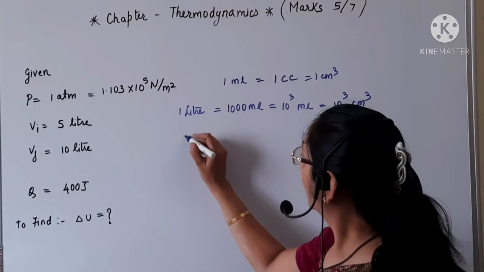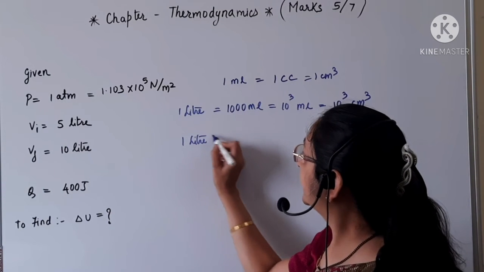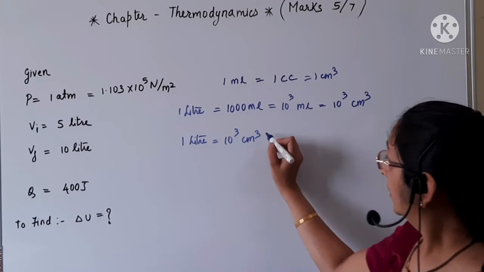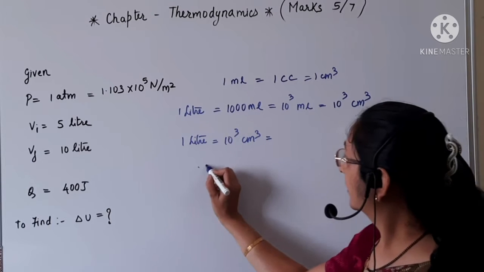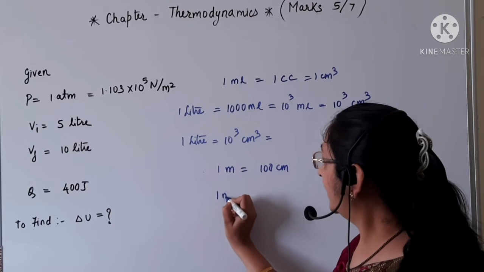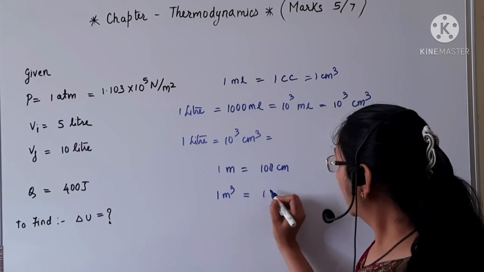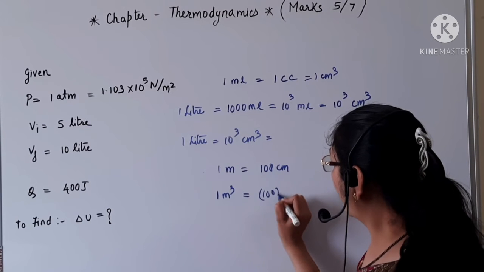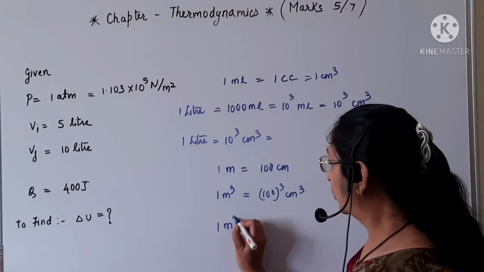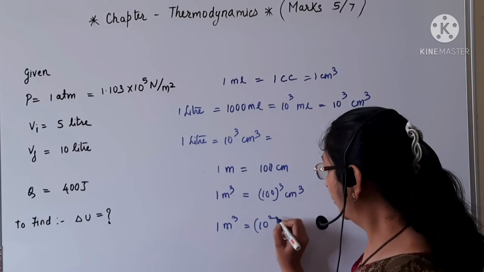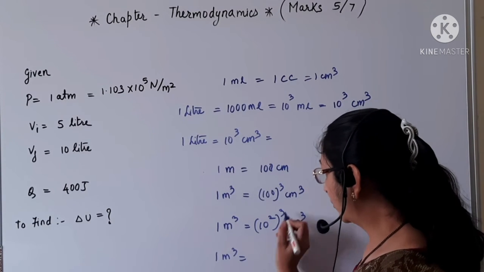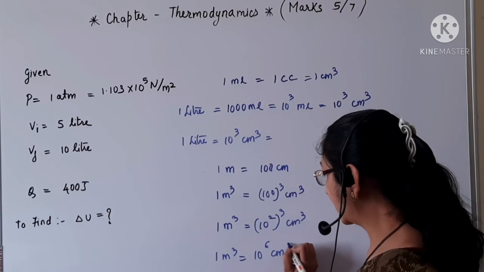So 1 liter is 10 to the power 3 centimeter cube. Now, since 1 meter is 100 centimeter, 1 meter cube is equal to 100 to the power 3 centimeter cube. 1 meter cube is equal to 10 to the power 2 to the power 3 centimeter cube. So 1 meter cube is equal to 10 to the power 6 centimeter cube.